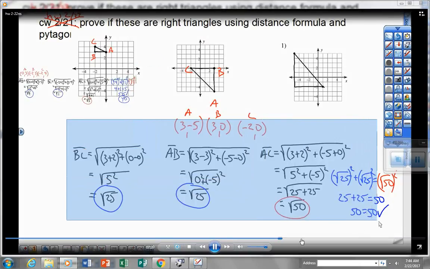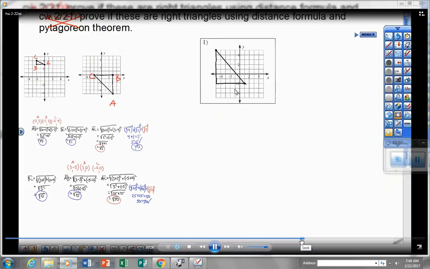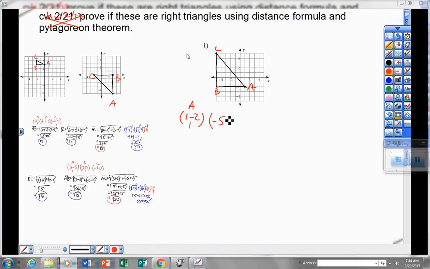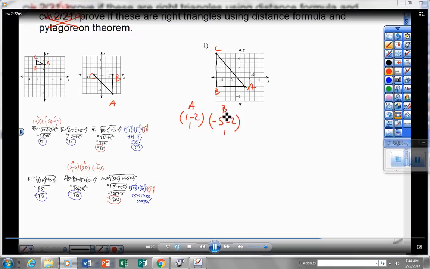All right, last problem. For this one, again, label those points. It looks like A, B, C. Looks like A is going to be 1 for x, negative 2 for y. B is going to be negative 5 for x, negative 2 for y. And C is going to be negative 5, 5 for y. Make sure you know how to write coordinates. So A is 1, negative 2, negative 5, negative 2, that is B. And then C is negative 5, 5.